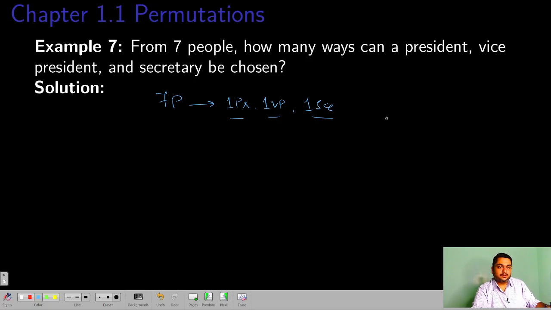For example, choosing 3 people from 7 people is a combination problem, not permutation, because the order doesn't matter. But here specifically I am saying one is president, one is vice president, and one is secretary. So the arrangement order matters. So it's definitely a permutation problem, not a combination problem. So be very careful. So 7P3 is, I think, 210.